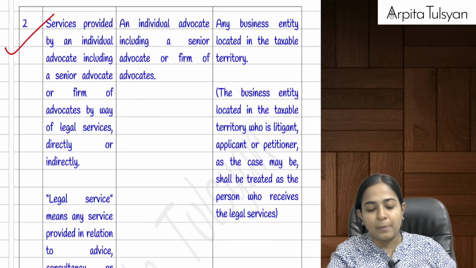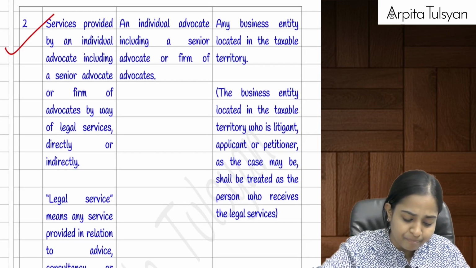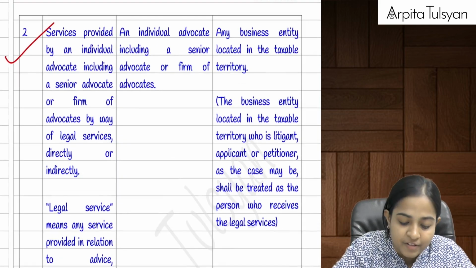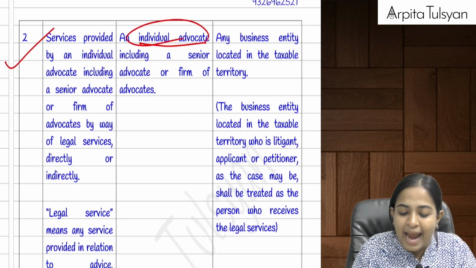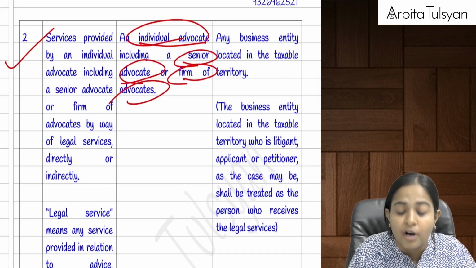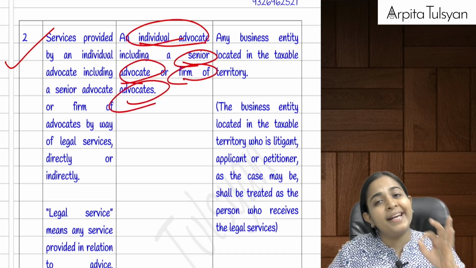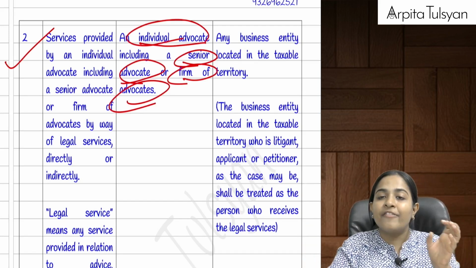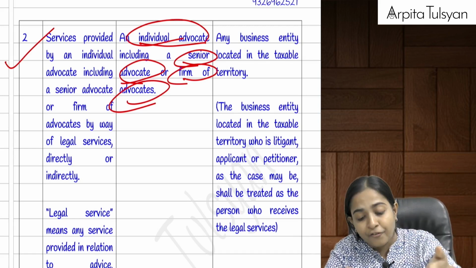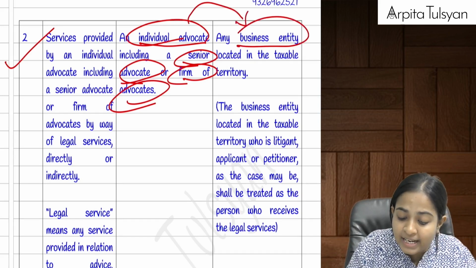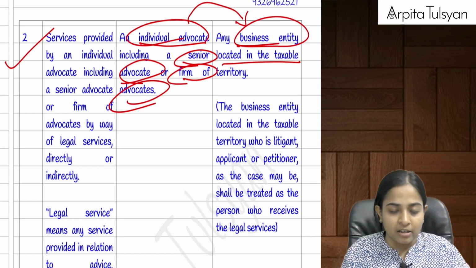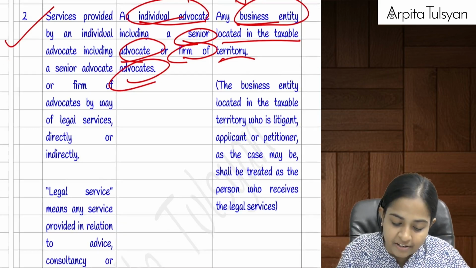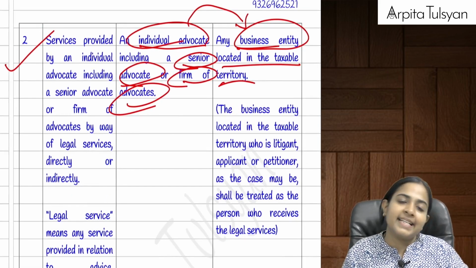Next point is a very simple point where the service, legal services, that is, legal consultancy, legal advisory service, lawyer kind of services, has been provided by an individual advocate, including a senior advocate, or a firm of advocates. When the services have been provided to any business entity, which is engaged in business activities and which is located in the taxable territory, here in India, then in that case reverse charge mechanism will be applicable.